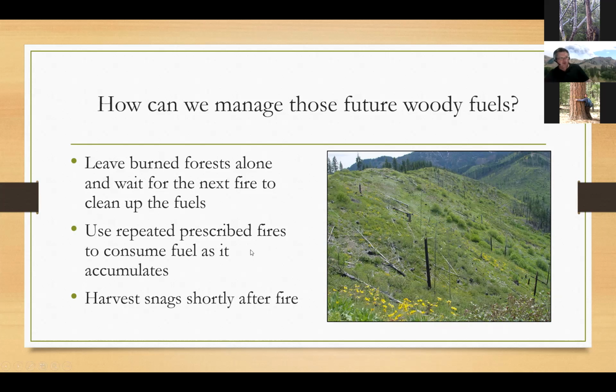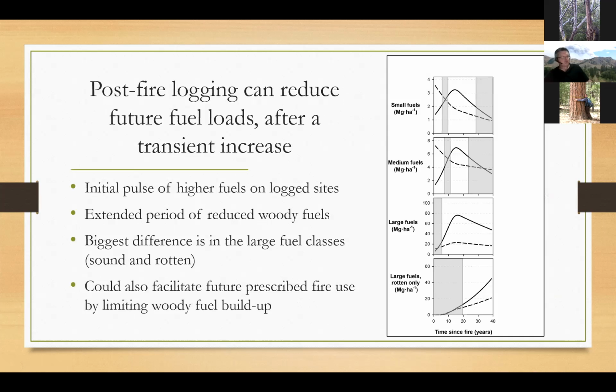If there's values at risk, we can use repeated prescribed fires over time to consume the fuel kind of as it accumulates. So maybe you go in 10 or 15 years later and do some prescribed burning, or manage wildfire if that happens to work. And so we can kind of whittle away at it over time and prevent ourselves from getting large amounts of down woody debris and rotten fuel at the same time. Or another approach is to harvest the snags shortly after fire and take the wood out of there before it decays.